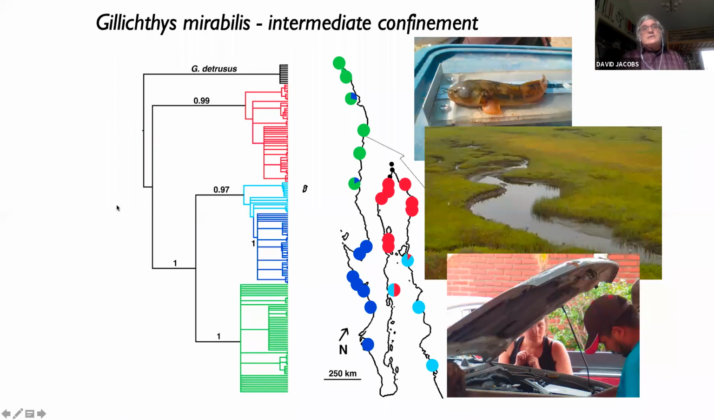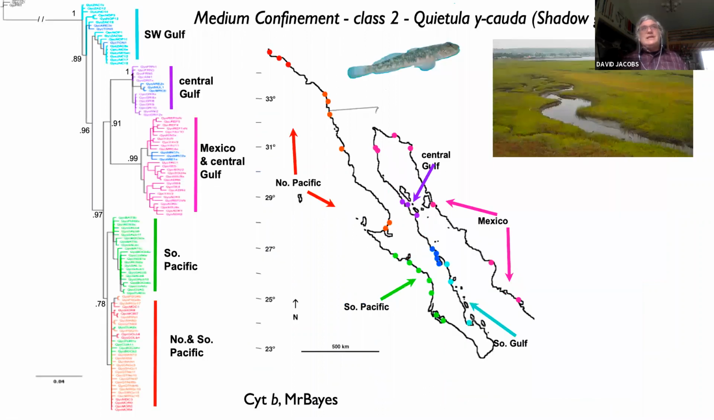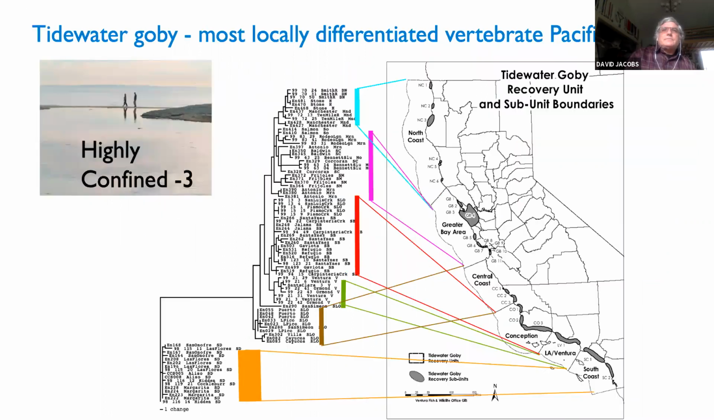This is within its sister Mirabilis, and we can see that there's lots of differentiation that's regional and local throughout the situation. And we can also see that in other gobies that have habitat that is intermediate. And so these are the ones that are interesting to explain, and they involve, in this context, glacial cycles, because they are in these large estuarine habitats. Those are distinct from the tidewater goby, which is the most locally differentiated vertebrate on the Pacific coast, and we'll get back to that in a few minutes.